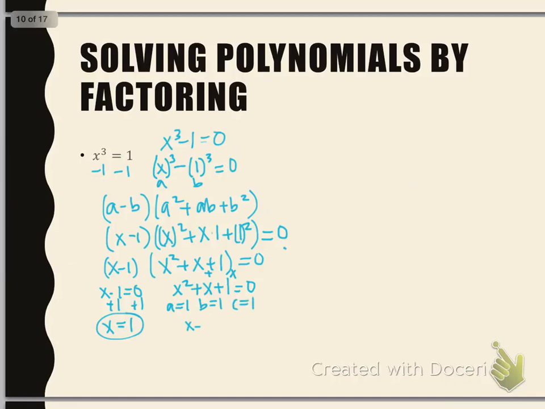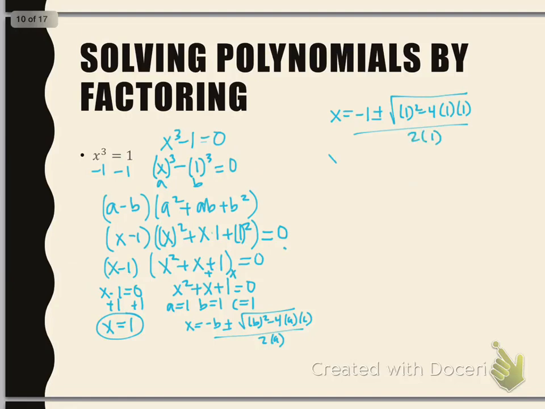Quadratic formula is x equals negative b plus or minus the square root of b squared minus 4 times a times c all over 2 times a. So I'm going to replace all my a's, b's, and c's with 1 since they all represent 1. I'm going to do that over here. So x equals negative 1 plus or minus the square root of 1 squared minus 4 times 1 all over 2 times 1. So negative 1 plus or minus the square root.